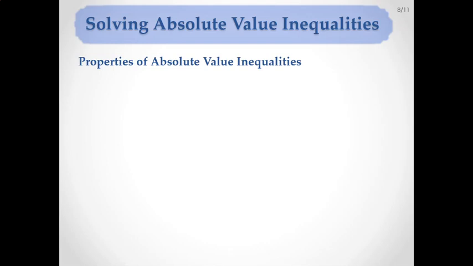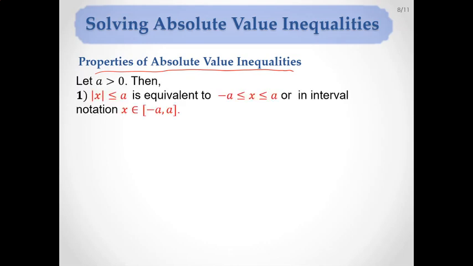Now, let's look at the absolute value inequalities, the properties of absolute value inequalities. What are they? The first thing: if the absolute value of x is less than or equal to a, of course, we assume a is bigger than 0, it means x is bigger than or equal to minus a and less than or equal to a. So if you visualize it, it means x is less than or equal to a and bigger than or equal to minus a.